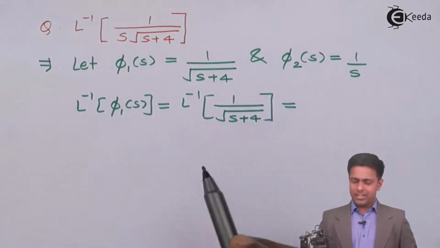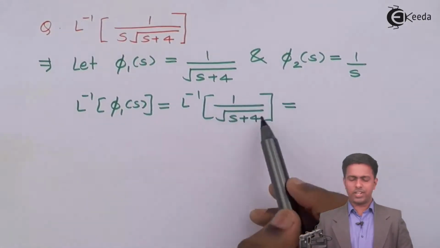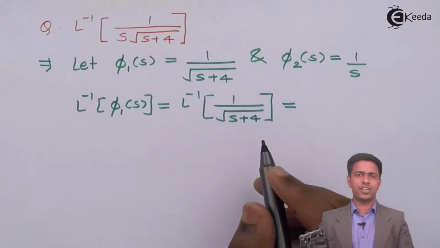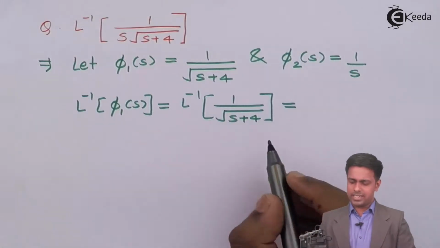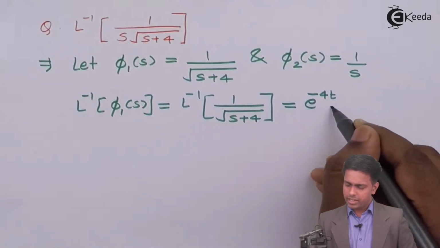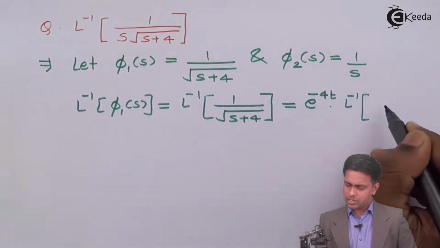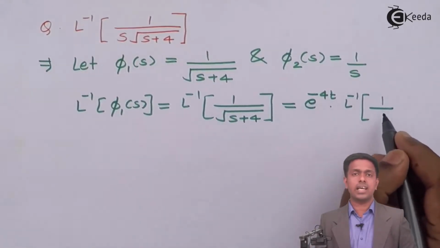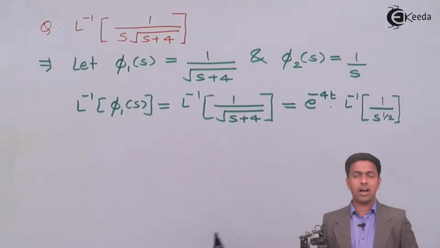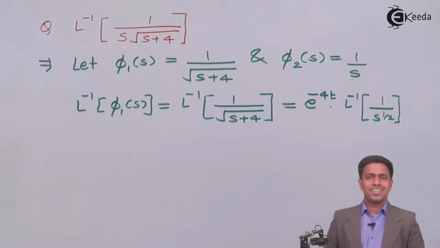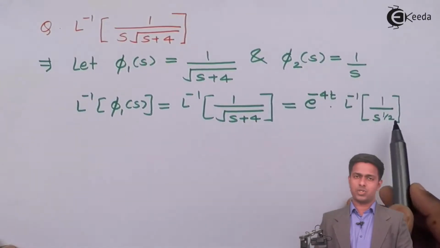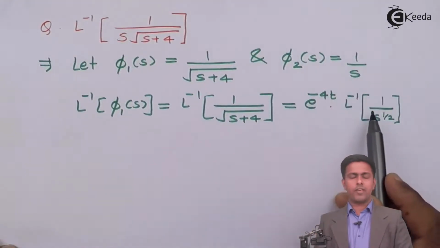Now guys, to find the inverse Laplace transform of this function, it matches one of the properties called the shifting theorem. So by the shifting theorem, I can say that this is nothing but e to the power minus 4t into the inverse Laplace transform of 1 upon square root of s, and square root of s is s to the power half. It means I have to find the inverse Laplace transform of 1 upon s raised to half. And here I have applied the shifting theorem.